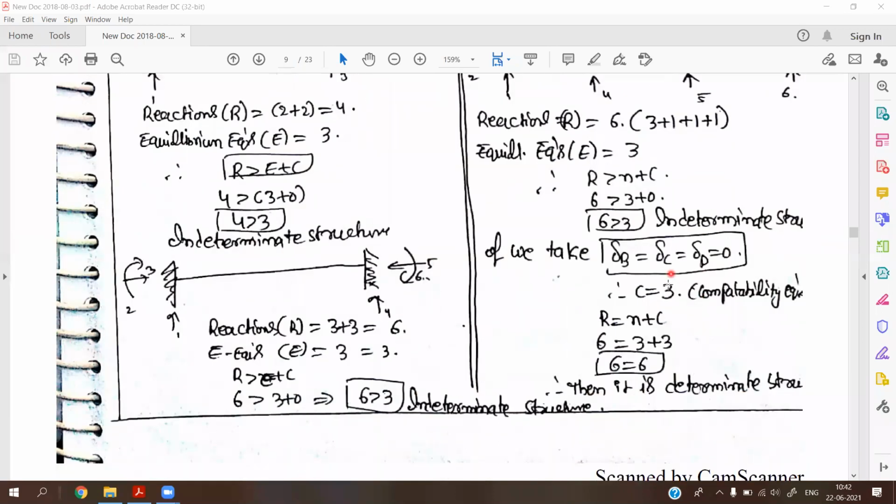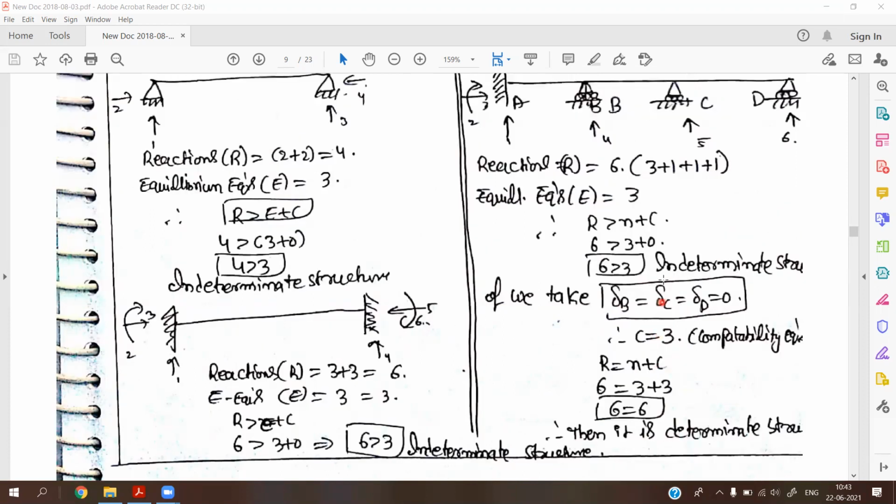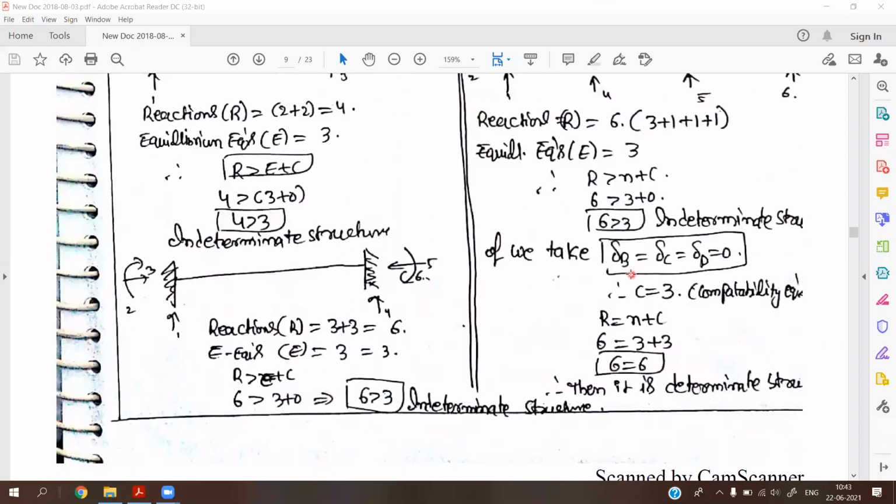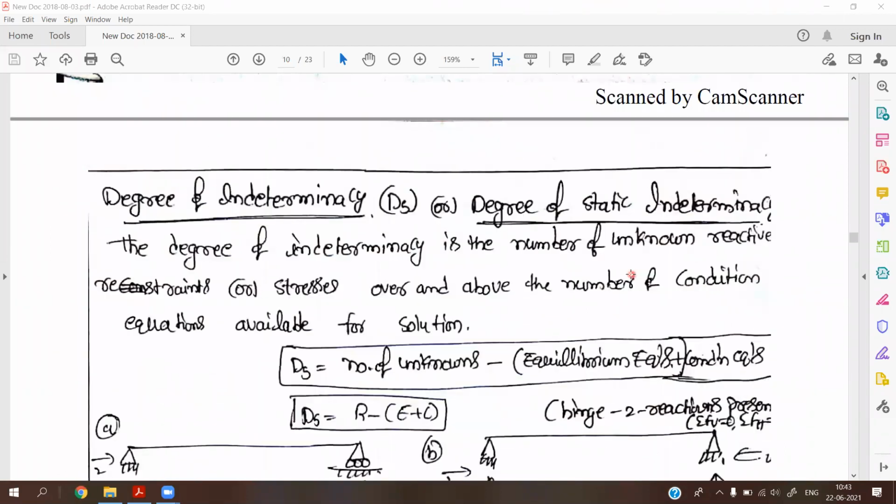So finally we concluded that three compatibility equations, or three conditional equations, are required to analyze the continuous beam. So we have three conditional equilibrium equations. Then the beam may become a determinate structure. But initially this is an indeterminate structure, and its degree of indeterminacy may be 3. Okay, so this is about degree of indeterminacy.